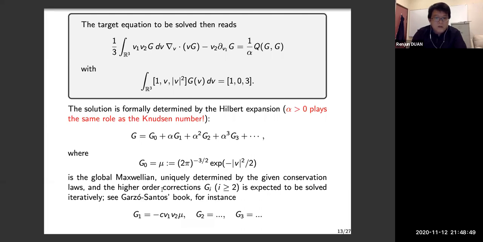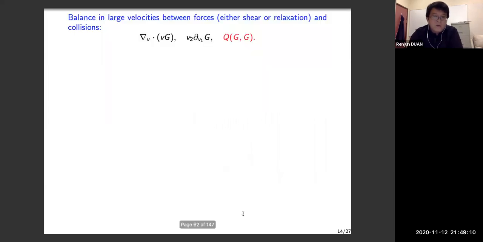So indeed, from the Gazzo Santos book, we can get an explicit formula of this G1, given by minus some constant determined by some functions, the Klein-Kurler of the Boltzmann operator. And also G2, G3 will be much more complicated, so here I would like to ignore that. So let us see how the intermolecular potential plays a role in determining the solution of this self-similar profile.